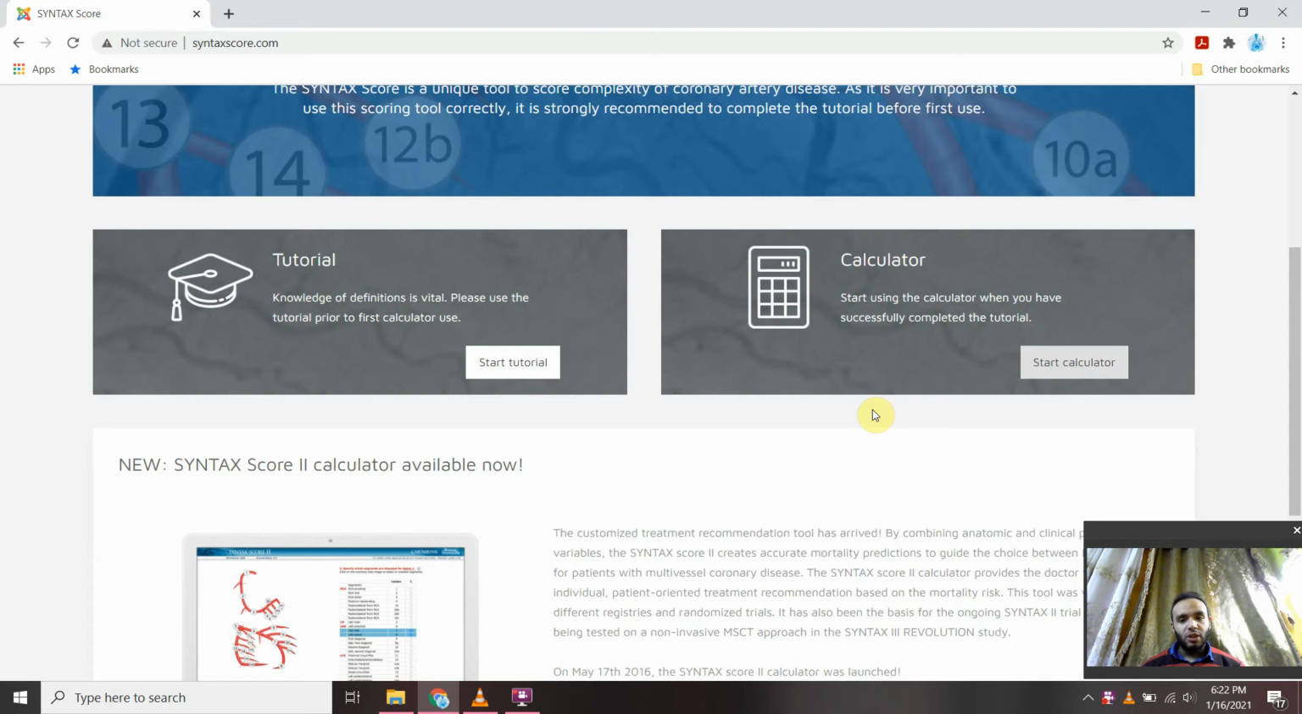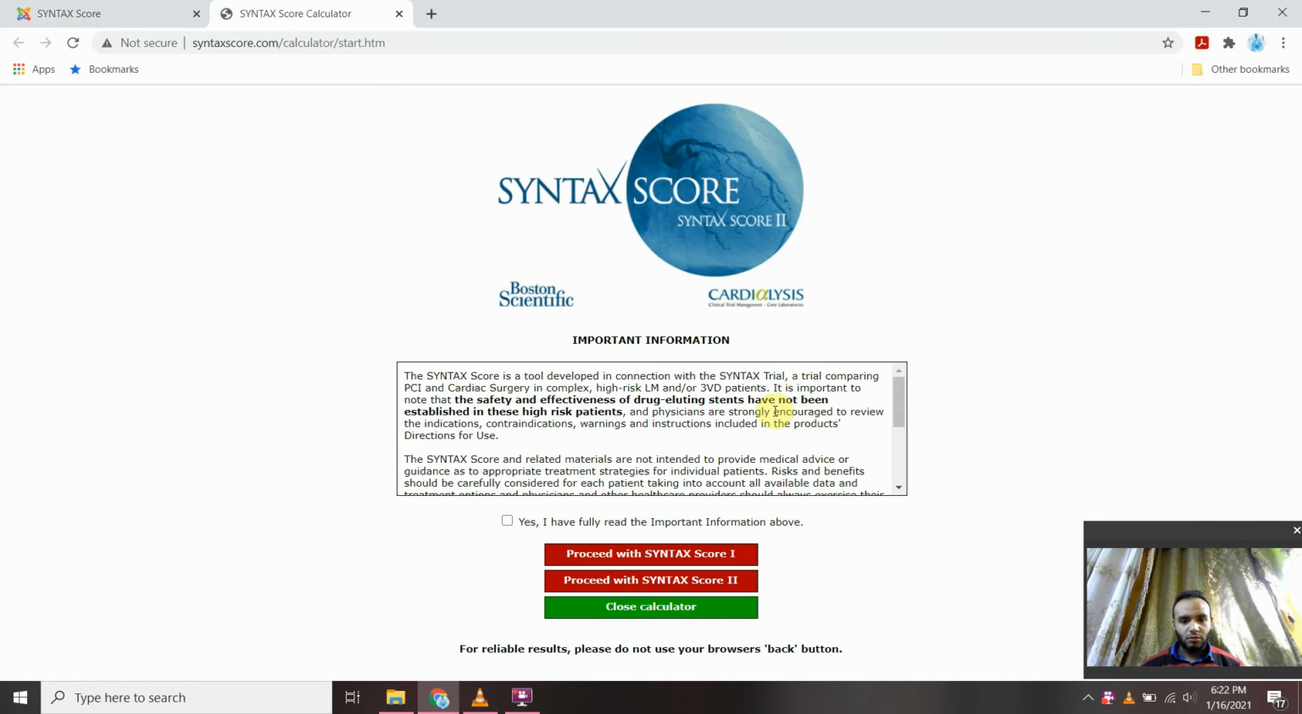First, get access to syntaxscore.com, start calculator, choose yes. Syntax score 2 includes syntax score 1, so you need first to calculate syntax score 1, then proceed with syntax score 2. Syntax score 2 includes syntax score 1 together with other lab and clinical criteria. We have to explain 2 points before we start.